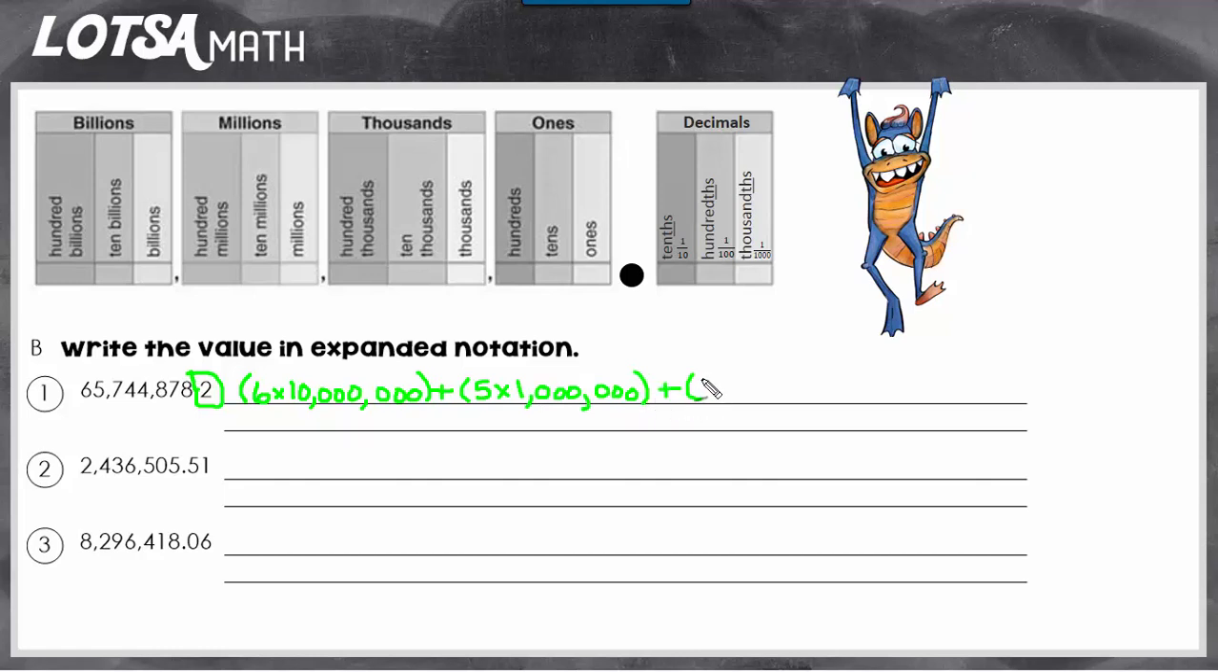Okay, and then you add on the next digit multiplied by the value of its place, plus the next digit, plus the next digit, and you keep adding on. Okay, now we've gotten to the new part, the decimals.